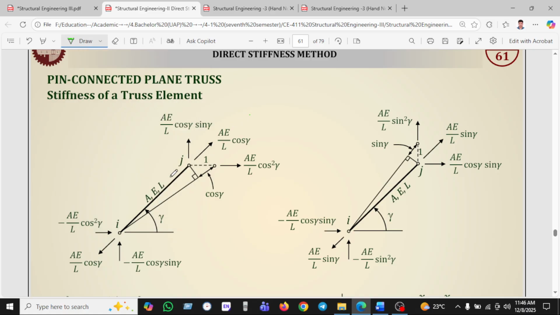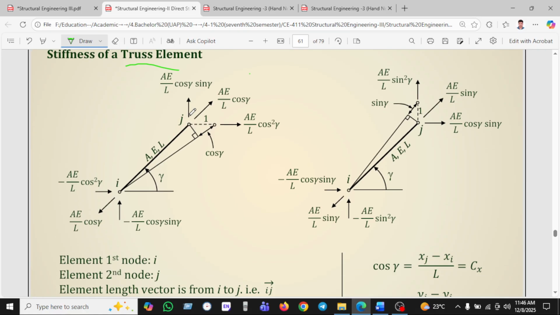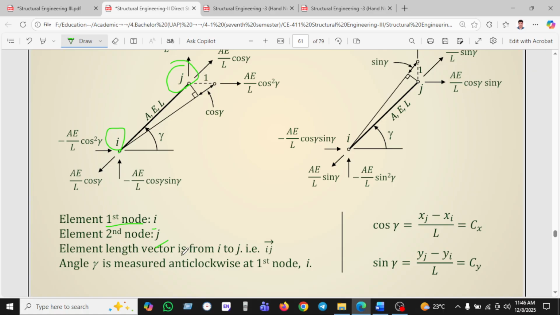Okay, so we can see here the pin connected plane trusses, the stiffness of the truss element. We can see the two joints, I and J. The first node is I, and the second node is J. The element length vector from I to J is IJ, and the angle Y is measured anti-clockwise, always anti-clockwise at the first node I.